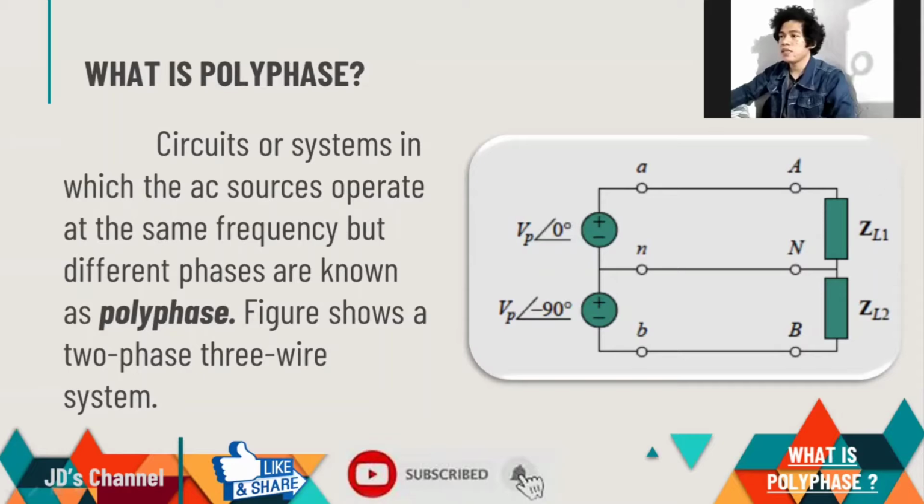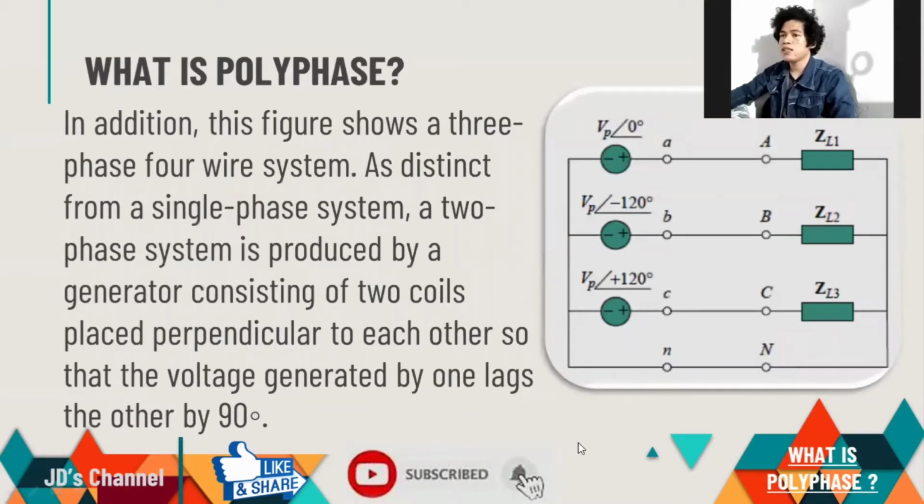Next, in addition, this figure shows, ito namang ating figure dito, a three-phase. Three-phase, we have 0, negative 120 and positive 120. Three-phase, four-wire system as distinct from a single-phase system. A two-phase system is produced by a generator consisting of two coils placed perpendicular to each other so that the voltage generated by one lags the other by 90 degrees.